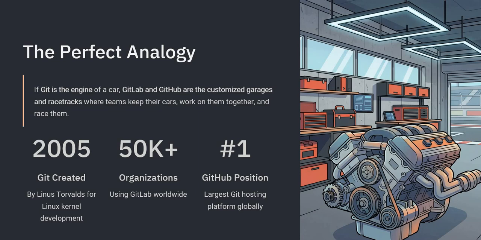Overall, I can say Git is the engine at the core. GitLab and GitHub are customized garages where the team can park their cars and work together and race them. So this is a very perfect example we can see here.